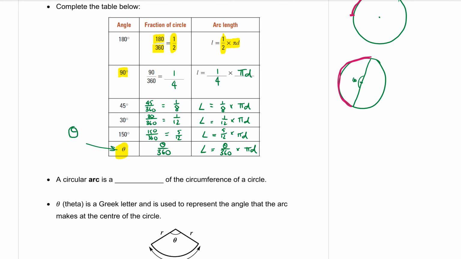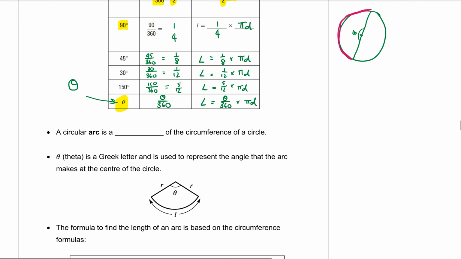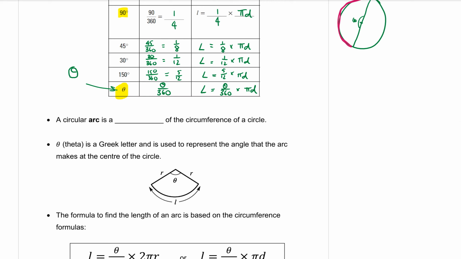Okay, we're going to keep talking some more about that, so don't be too worried if that's still a little bit fuzzy. Let's fill in some dot points down here. A circular arc is a portion of the circumference of a circle. So that's what we're trying to find. We're trying to find part of the circumference of a circle.